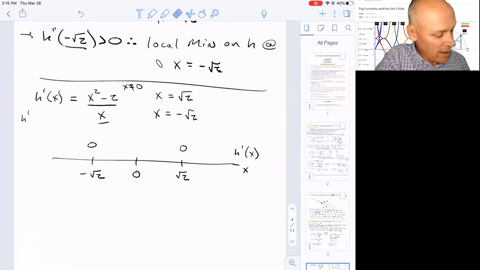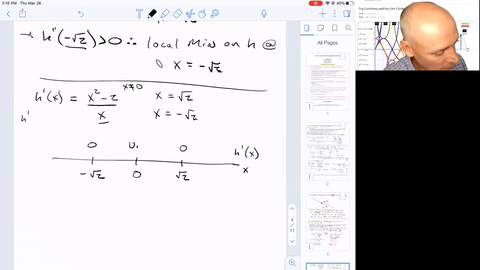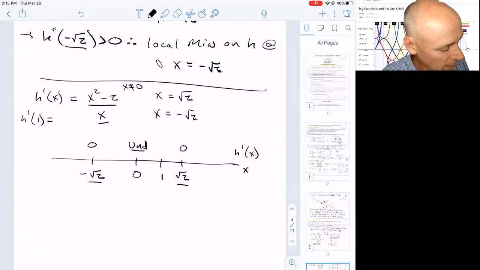But I can check any other value, and there's an infinitude available. It's going to be undefined for 0, but how about we check positive 1? Positive 1 is in my interval between these two. So if I do h prime at 1, I get 1 squared minus 2 over 1, which is going to be a negative value. That means my first derivative is negative on this interval.